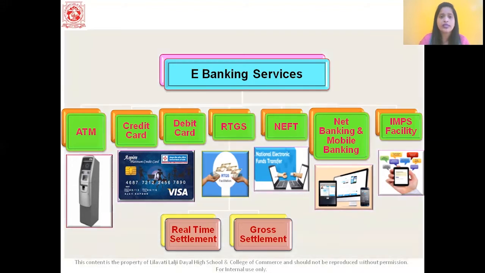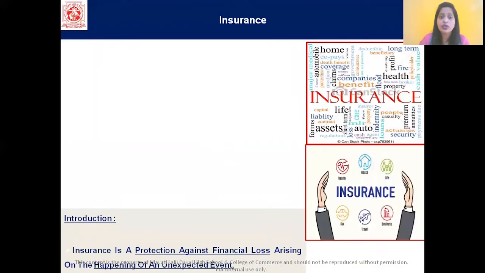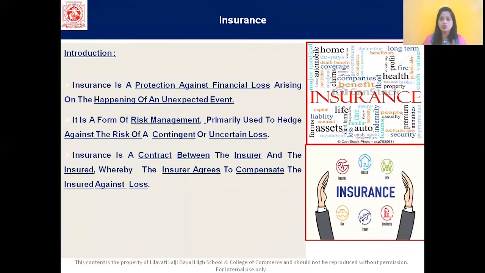Let's move on to the next slide, and that talks about insurance. A new topic. We've covered banks. Now we move on to the second business service, that is insurance. Now what does insurance do?